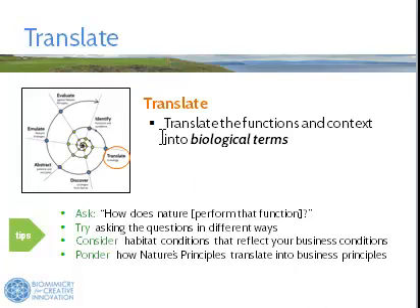Okay, so the point of the translate step is to translate the functions and context or conditions that you came up with in the identify stage into biological terms. It helps in this to ask, how does nature, quote, perform that function? In the brackets, perform that function, that's where you stick in your verb or your verb phrase. So we would talk about the chair example, how does nature cushion? If that sentence makes sense, where you plop your function, that verb or verb phrase, into those brackets, then you know you've successfully translated.